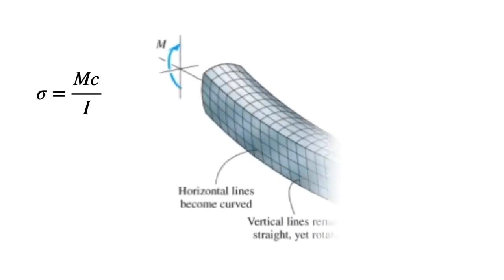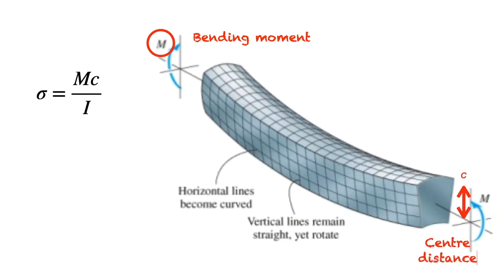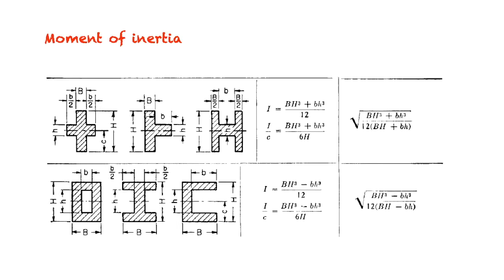Bending stress can be calculated with the following equation: moment multiplied by C over I. M is the bending moment, C is the distance from the flexural center to the outermost layer of the material, and I is the moment of inertia of the cross-section. The moment of inertia again depends on the cross-section of the beam. The formula for different cross-sections can be referred back from your statics course. Okay, buka balik buku lama.